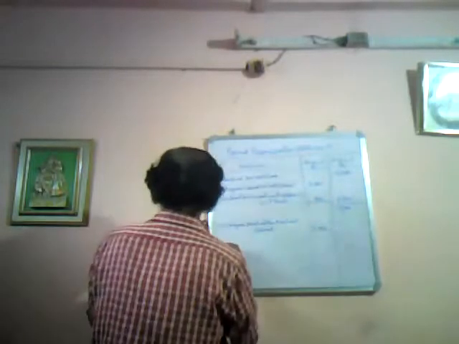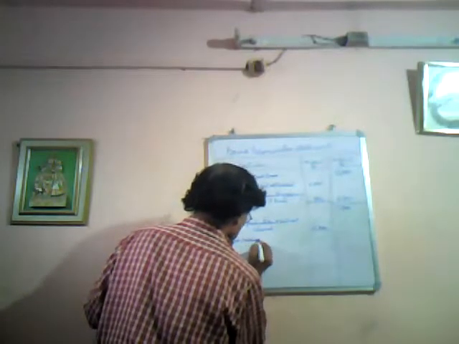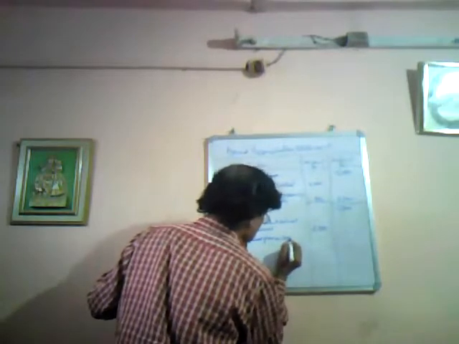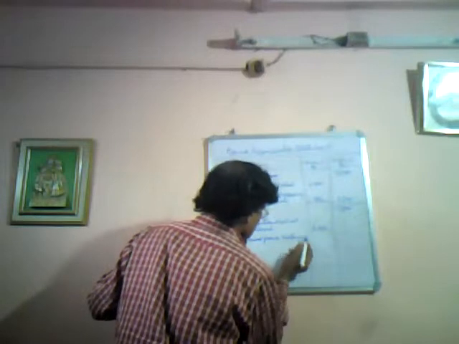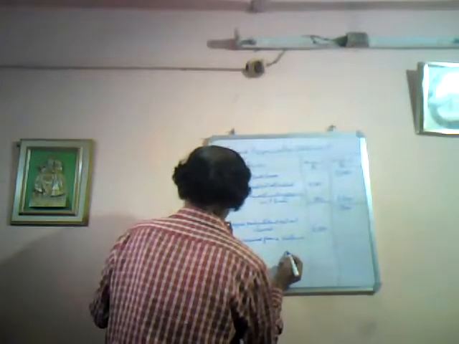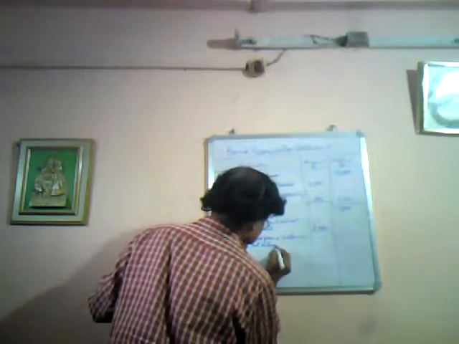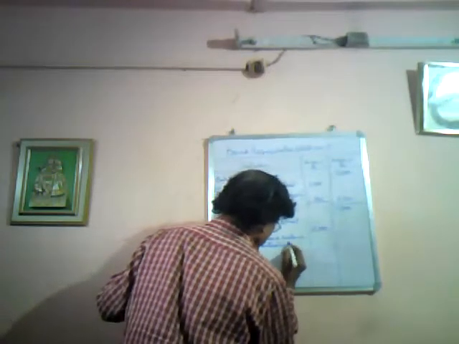Next amount, minus item. Check received from a customer but not entered in the passbook. The amount is 1,200.